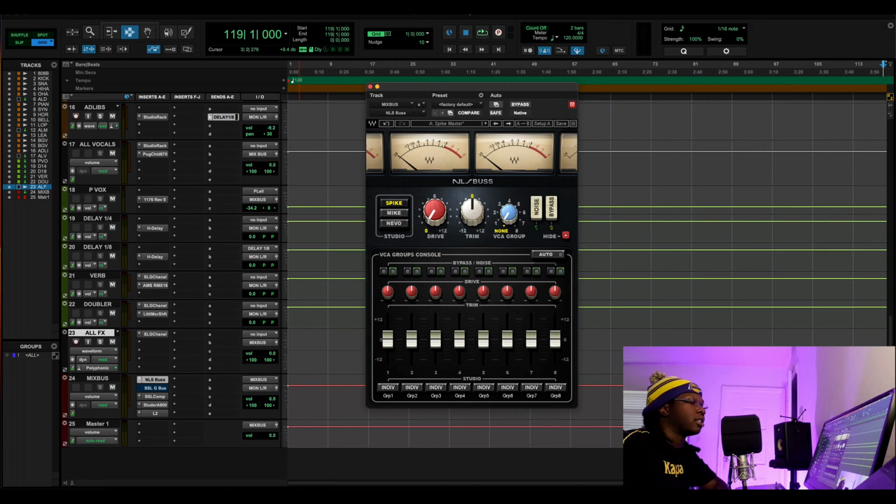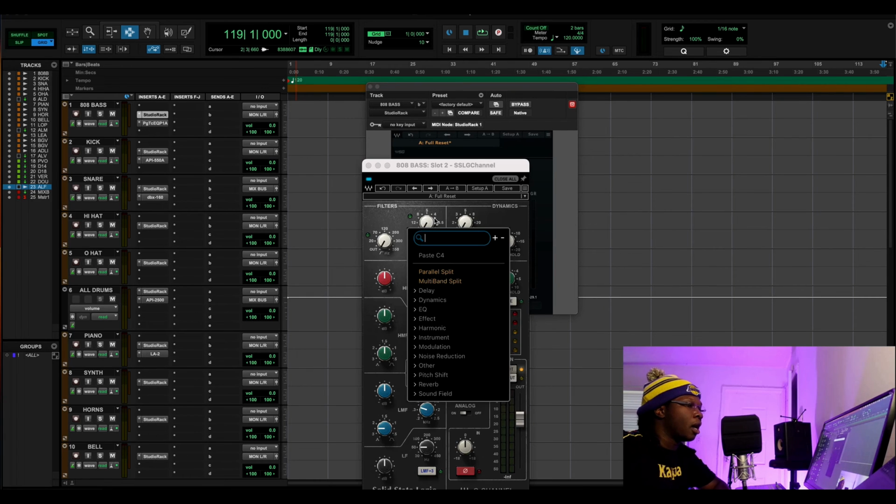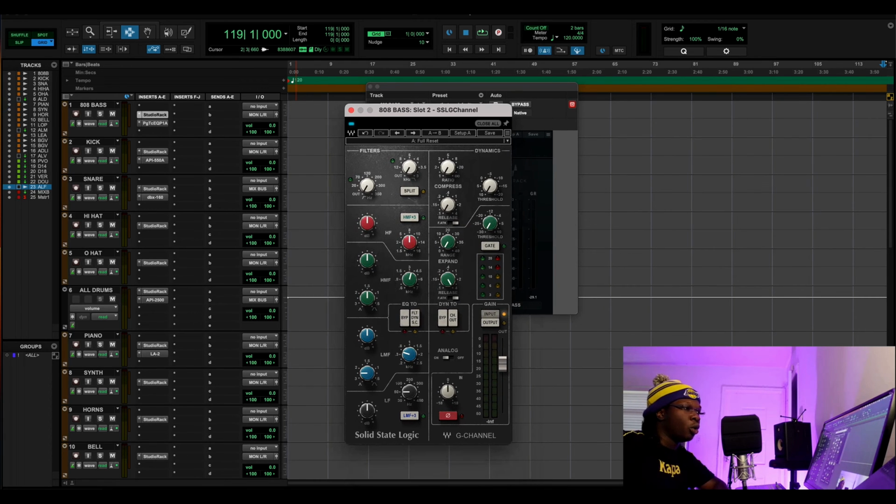So you have Spike, which is the SSL, and that's the reason why I picked that one. Something Dr. Dre used was the SSL G channel. That's another way you can glue your mix. And the thing about today is I'm trying to help you guys figure out that gluing your mix is a whole entire mindset. It's not just one thing.